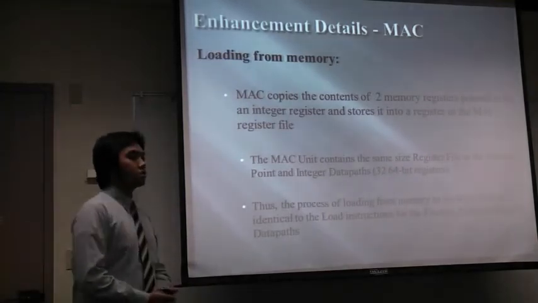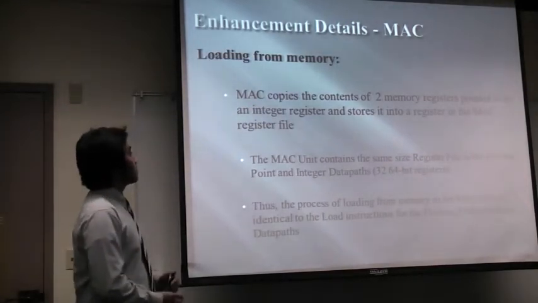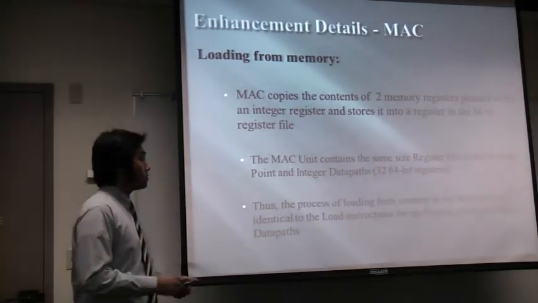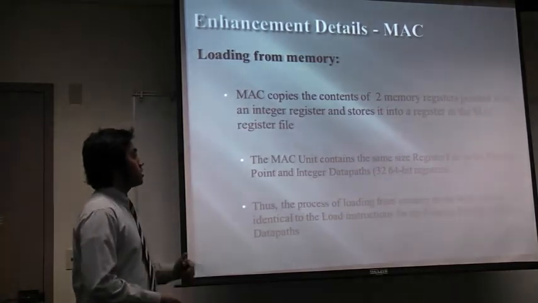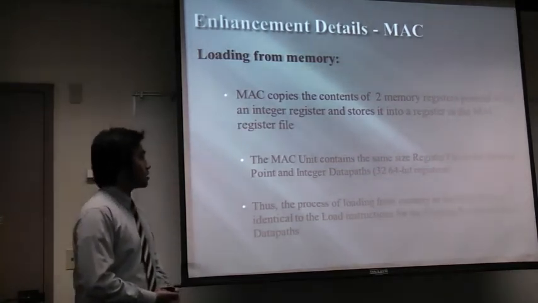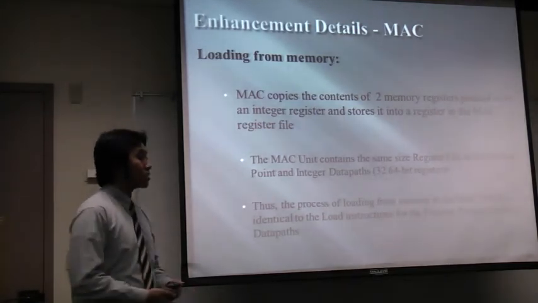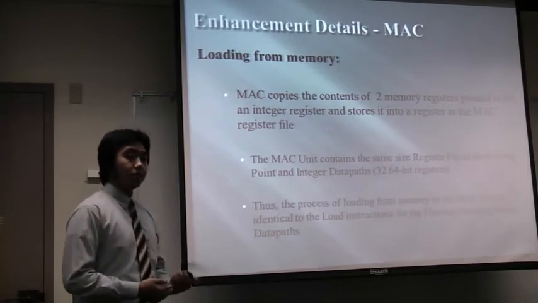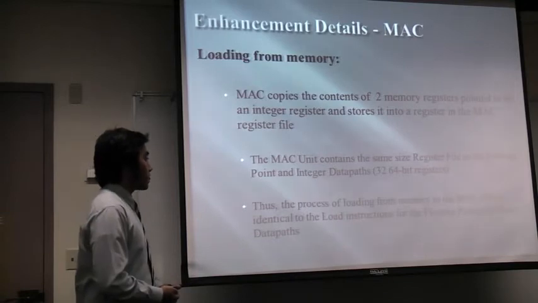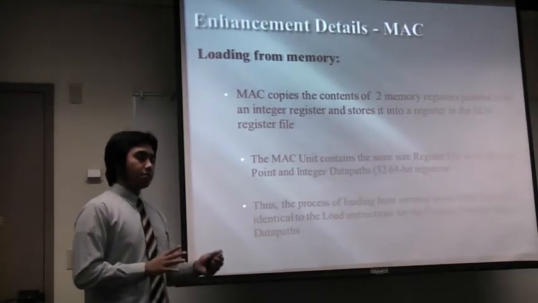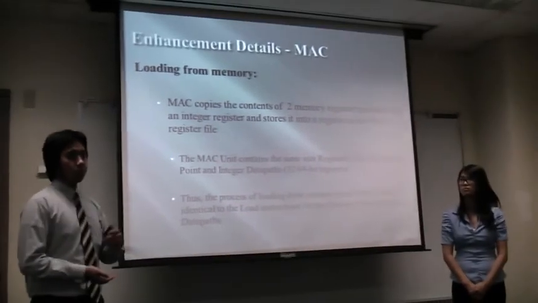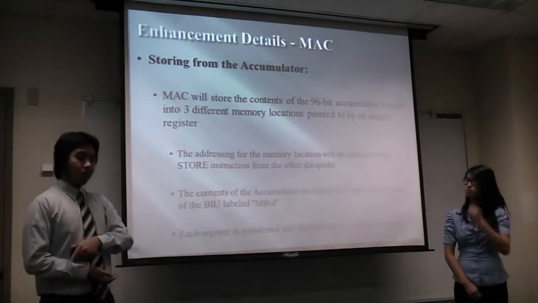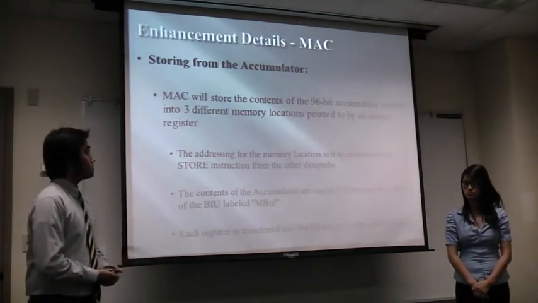Now we also have a few more instructions, which are load and store for the Mac. We have a load from memory, which will take the contents of 2 memory registers pointed to by an integer register in the ALU, and will put it into a register in the register file of the Mac. The Mac unit also contains the same size register as the floating point, so it's going to operate very, very similarly to the load of the floating point and the integer data paths. Thus, at the end of the last state, it would go into the Mac instead of one of the other ones. Storing is very similar to the integer and the floating point.